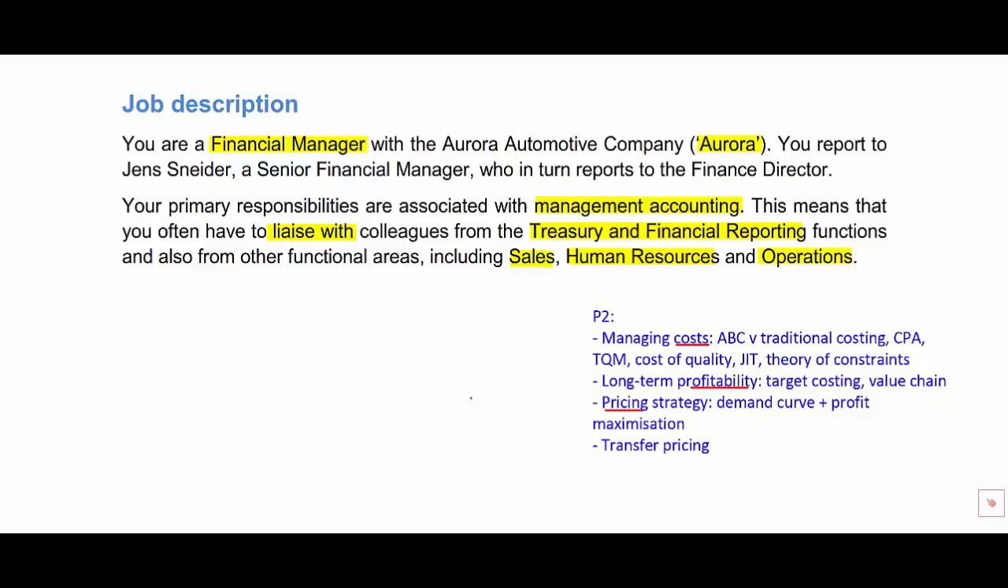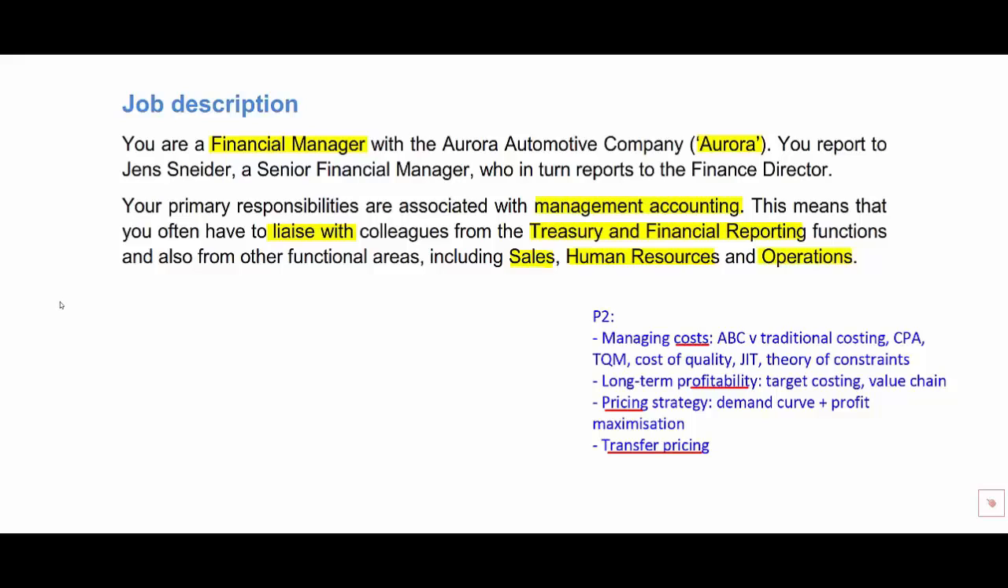And finally, I would say transfer pricing is going to be a consideration when you are undoubtedly dealing with internal transfers of goods in the form of car parts and car subcomponents, for example. You're going to be dealing with transfer pricing as a key consideration. How do you set those transfer prices? How do you ensure that the company as a whole is being well served when those transfer prices are enacted?